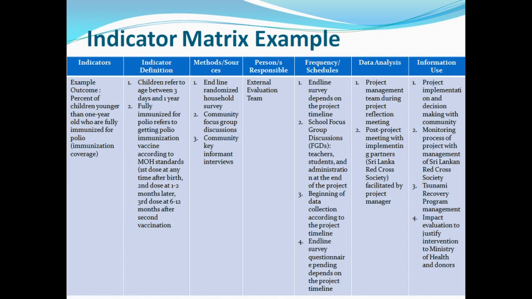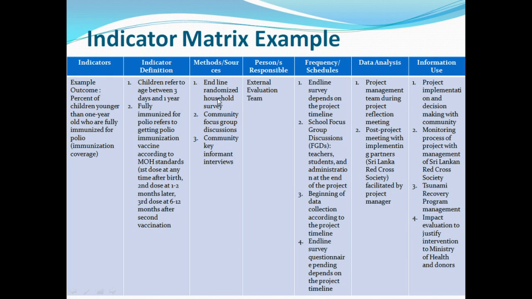So if you look at the example, children refer to age between 3 days and 1 year. So it's a very specific indicator. Fully immunized for polio refers to getting the polio immunization vaccine according to the MOH standards. Second dose, the time period, the months are already there. So these are the indicators through which we will achieve this outcome.